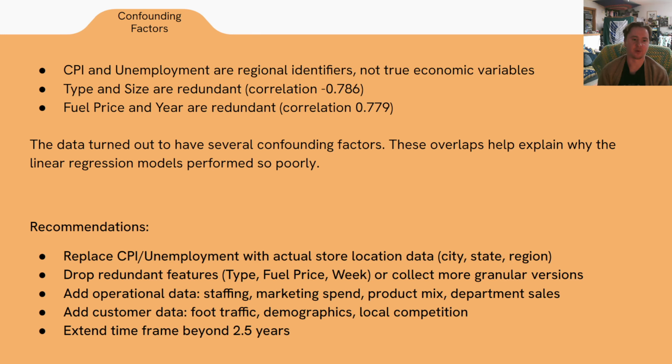Once redundancy is gone, I would recommend collecting variables that drive store level performance differences. Operational data such as staffing levels, marketing budget, product mix, department sales data would explain a ton of the variation. It would explain all of the variation. Department sales in particular would let you see what's actually selling at each store, and allow direct comparison of stores of similar size. Customer data like foot traffic, demographics, and local competition would also provide some great insight into what's going on with individual stores.